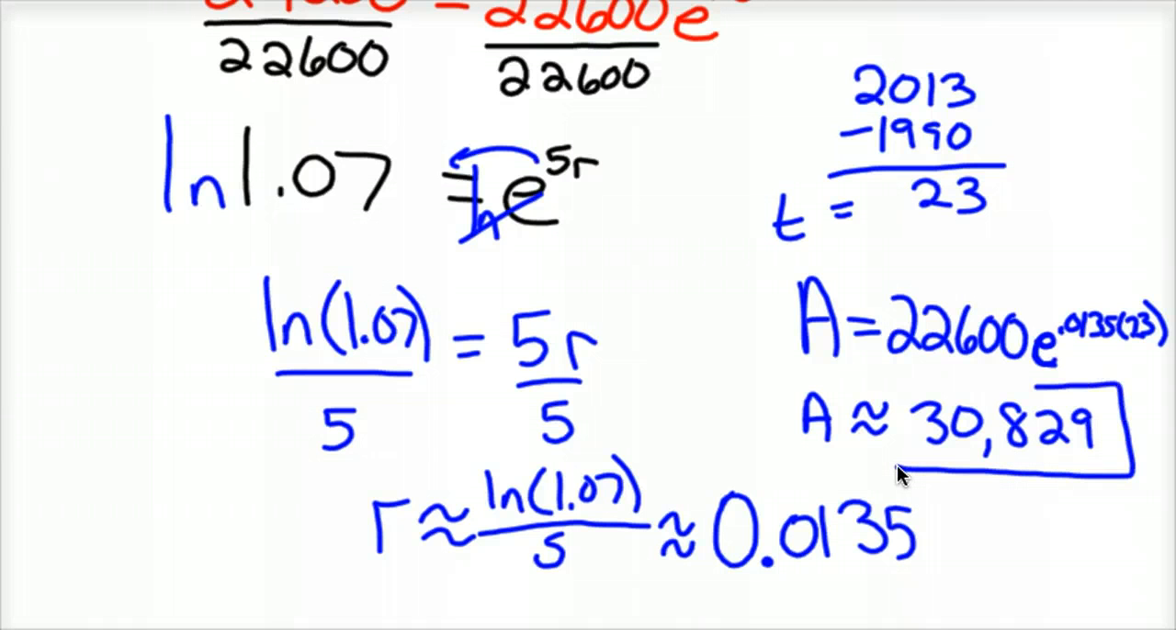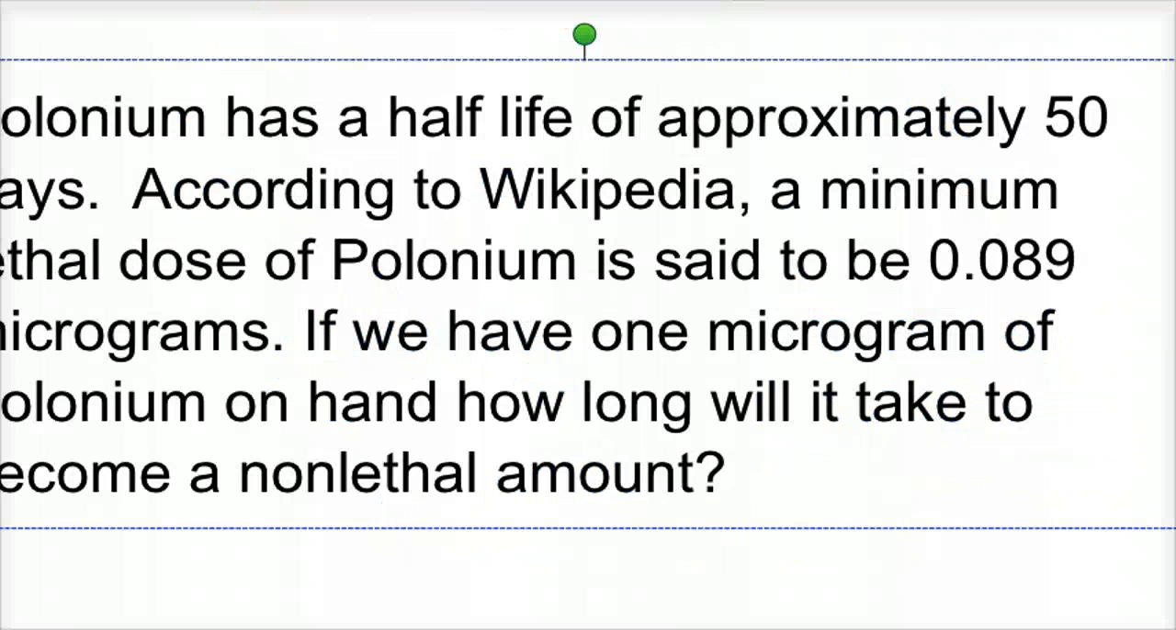So, you'd probably want to write that out as a sentence. There, in 2013, our model predicts there will be 30,829 people. So, there's one example using population growth. Now, let's look at the other side, which is decay.